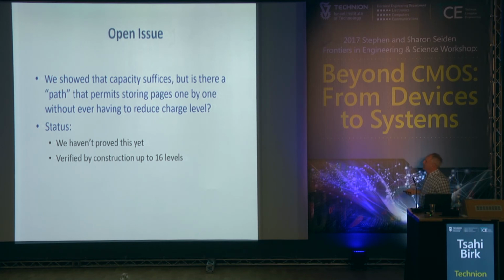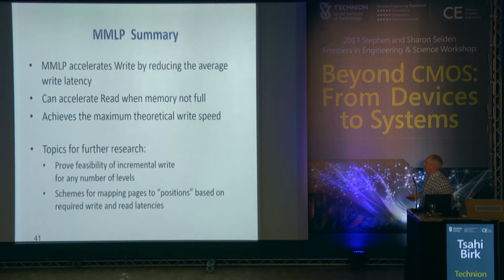The open issue is, there is an open issue. We showed that the capacity is okay. The question is, is there a path that doesn't entail reducing level at any stage? We haven't proved it formally so far, but by construction, up to 16 levels were okay, provably by construction.